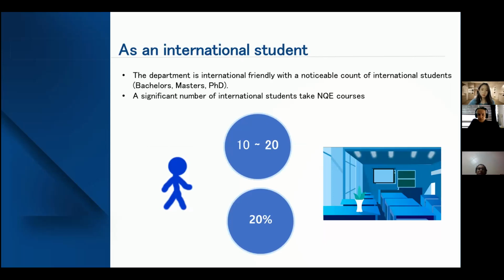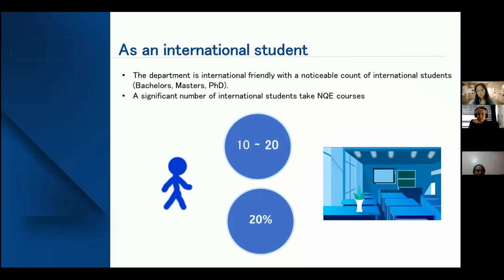As an international student, I actually find NQE to be one of the more international-friendly departments in KAIST. I always have international students with me in class, and I can see international students in the NQ department building all the time too. On average, classes have maybe 10 to 20 students. It's not that much. However, maybe 3 to 5 of them are international students on average too, which is pretty significant if you ask me.